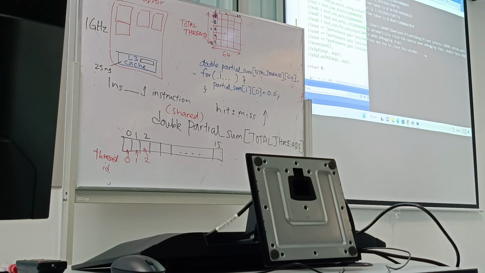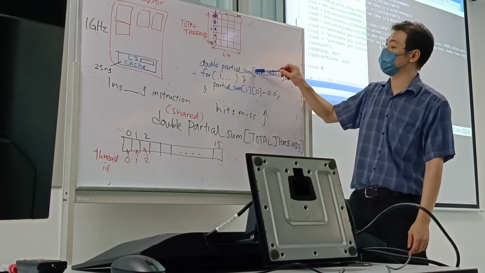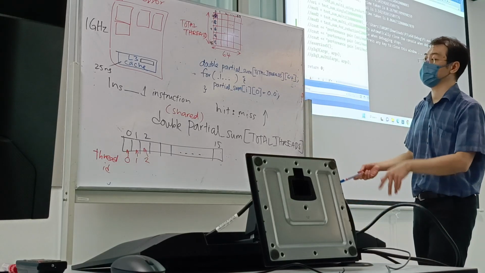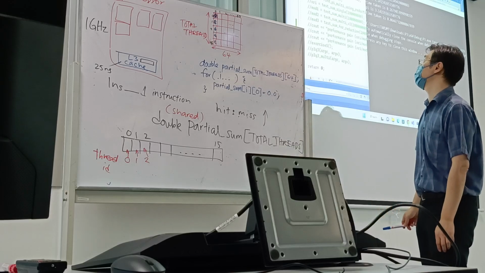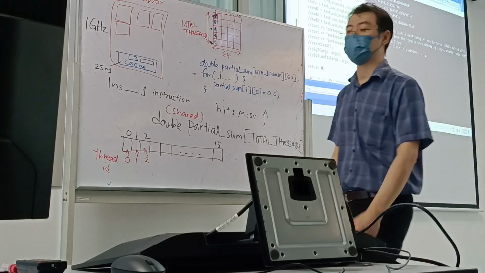What did I change? In the second version, I only changed from single dimension to two dimensions. Of course, I didn't need to initialize this, and I needed to change some code here because right now it's two dimensions instead of one dimension. Just because of that change, I get about 5 times faster.